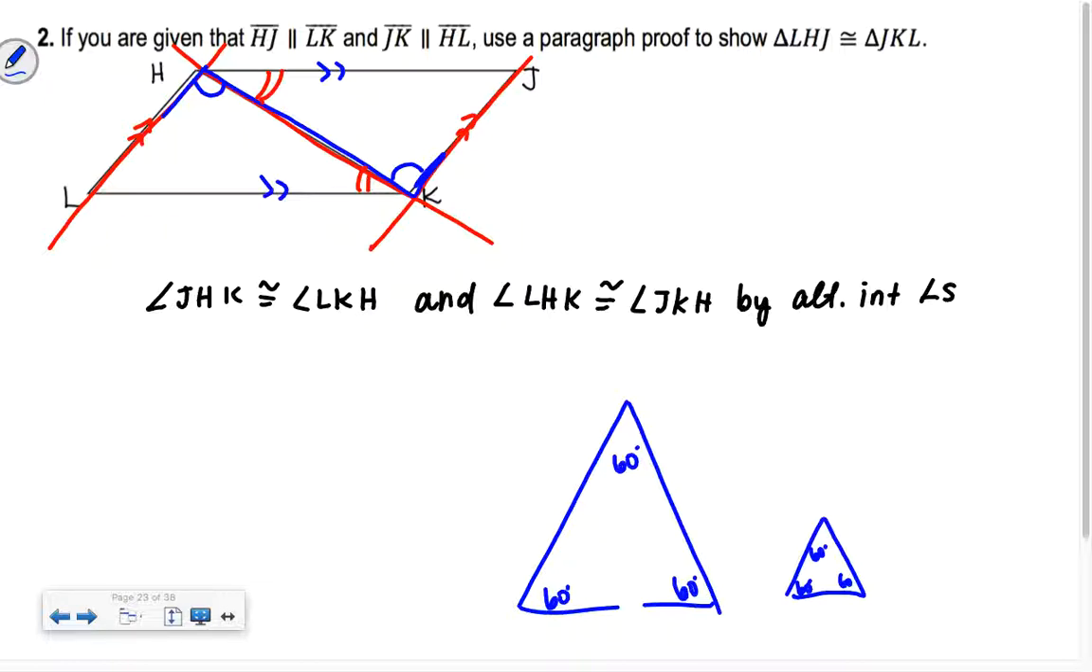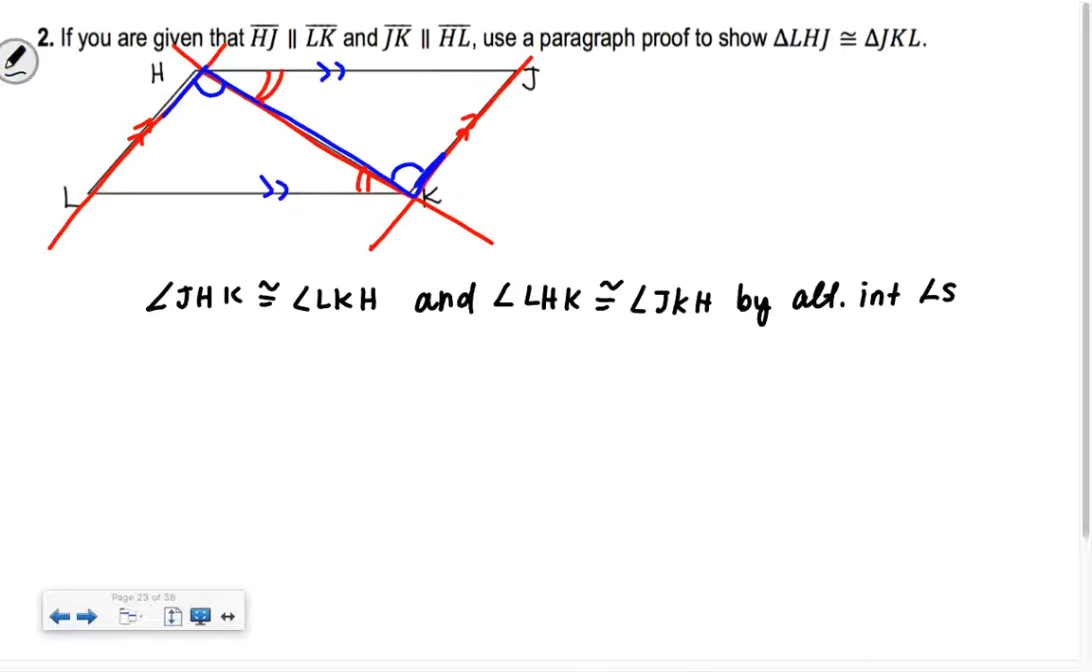Do you understand that? Okay, so even if I said by the third angles theorem that this angle and this angle are congruent, that's not getting me anywhere. It's not saying that the triangles are congruent. So what's my last step to say that those triangles are congruent? Yeah, so let's say that HK is congruent to itself, right?